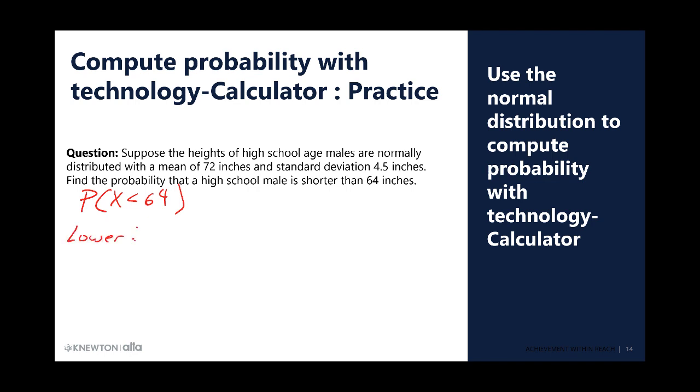Okay, so we're talking about a person being less than 64 inches. Less than 64 implies that we can go infinitely to the left, so that's a negative 1e99. Our upper bound will be the 64 inches. What's the mean here? The mean will be 72 inches with a standard deviation of 4.5. All this information is given to us in the problem. So now it's just a matter of throwing this into the calculator. Here we go.